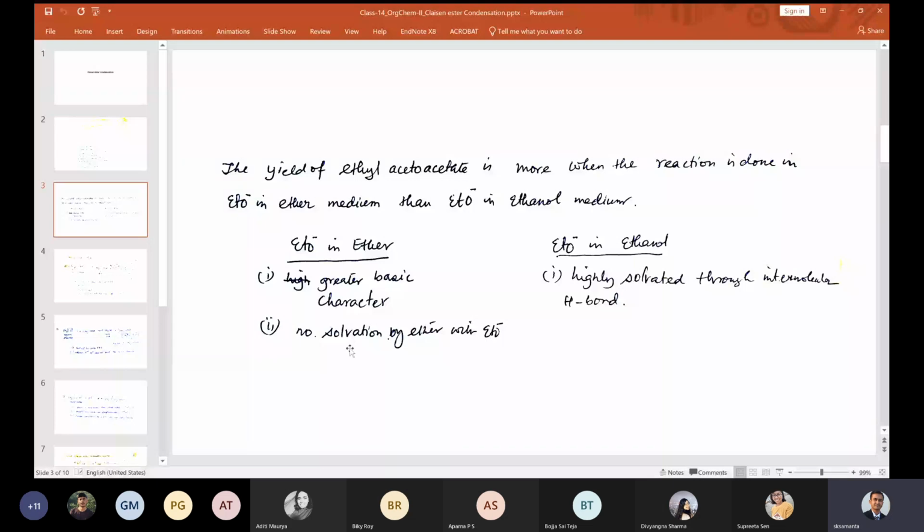There will be no solvation because ether is not a polar protic solvent, it is an aprotic solvent. So there will be no hydrogen bonding. But if it is in ethanol, then it is highly solvated through intermolecular hydrogen bonding. Correct? So in ether, its basicity actually increases. Okay.